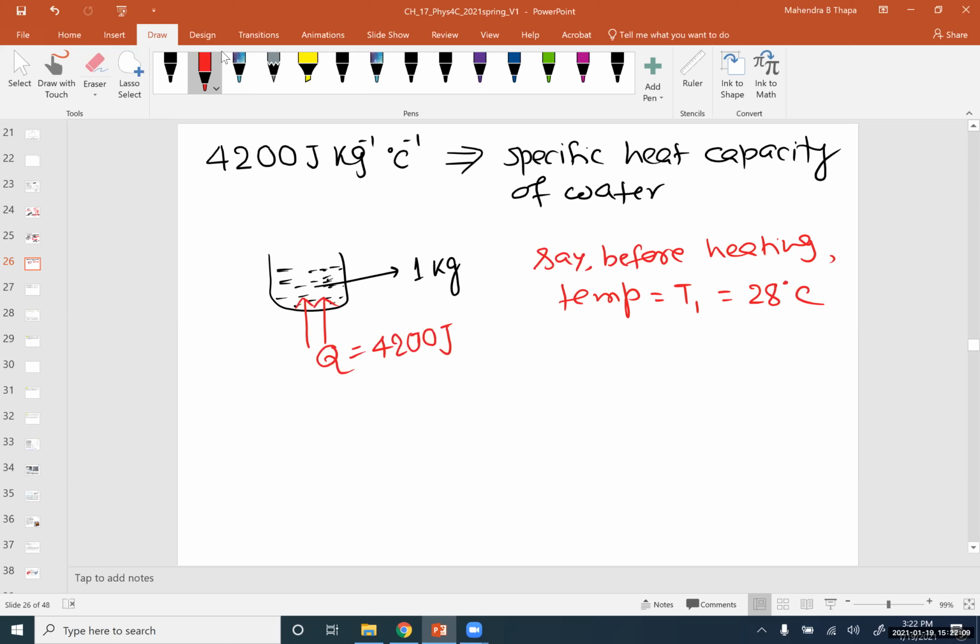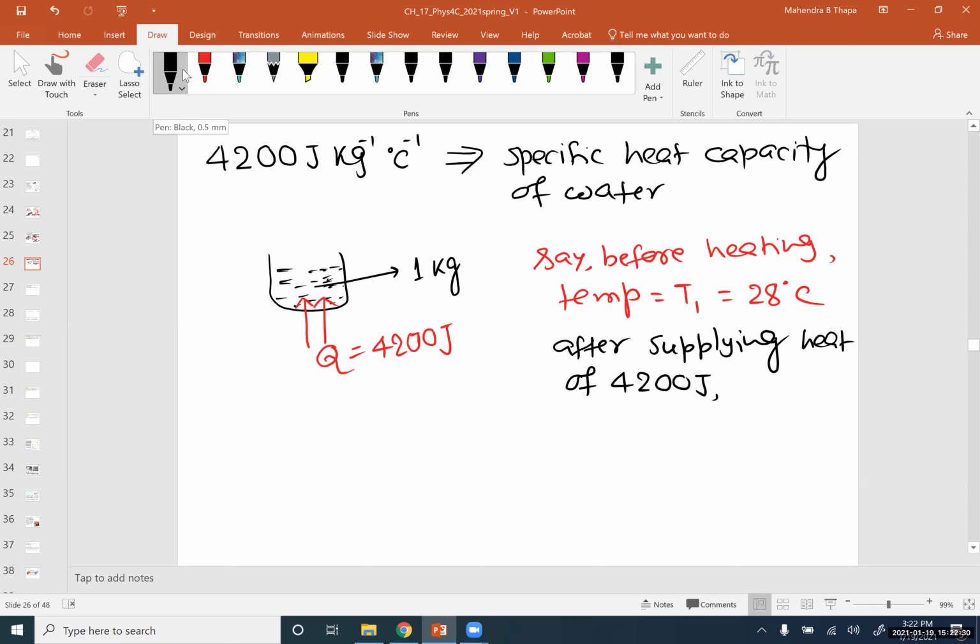So after heating, after supplying heat of 4200 joule, your final temperature T2 should be increased by 1 degree Celsius. So it will be 29 degrees Celsius. So delta T, the change in temperature, T2 minus T1, is 1 degree Celsius.